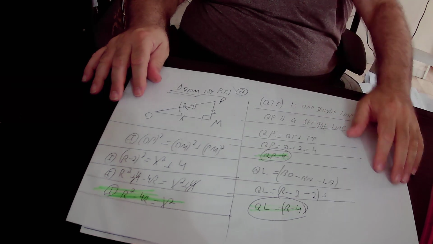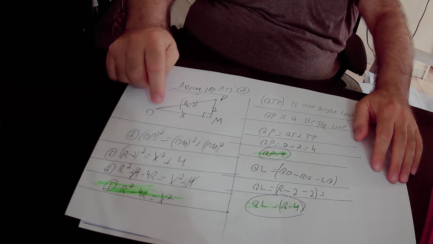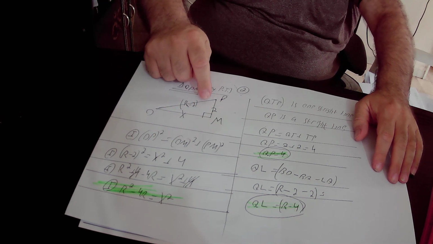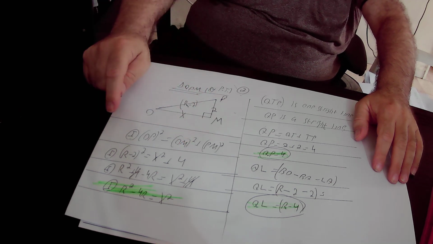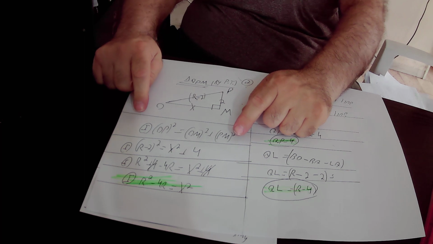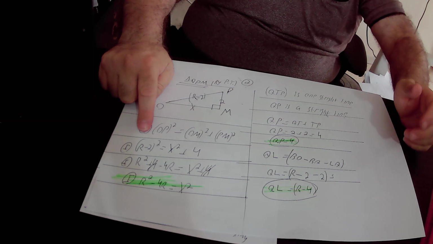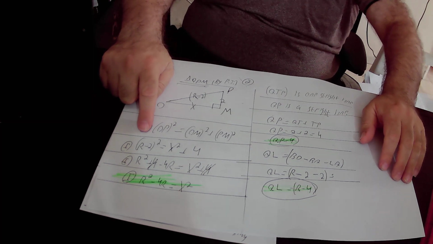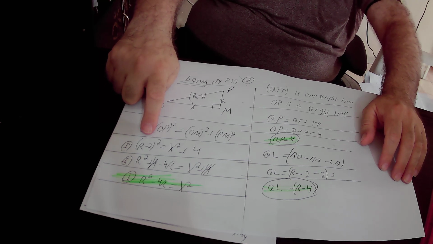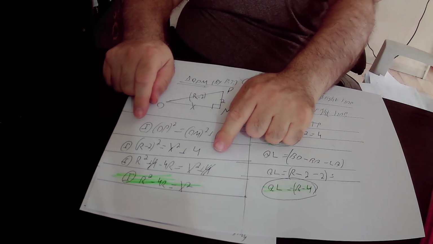OP equals capital R minus 2, therefore OP square is (R minus 2) square. OM equals X, therefore OM square is X square, plus PM square. PM equals 2, so PM square is 2 square, that is 4. So in conclusion, we found out that (R minus 2) square equals X square plus 4. We open the brackets on this side of equation number 1: (R minus 2) square equals R square plus 2 square, that is 4, minus 2 times R times 2, that is minus 4R, and it is equal to X square plus 4.